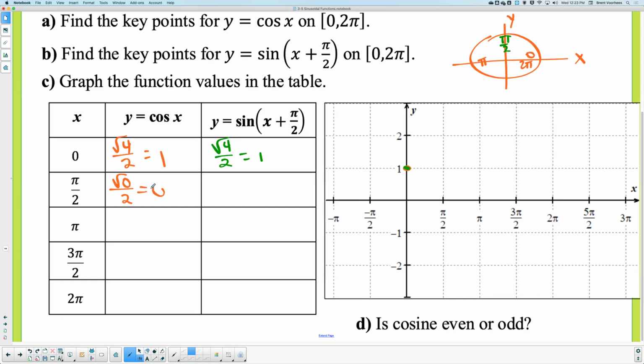Now this should make sense because on the unit circle, cosine x should be at its midline, the middle value, when we're at pi over 2. So that makes sense. So at pi over 2, go to pi over 2 and put a point at 0. Now let's find the sine. When I plug in pi over 2, it becomes sine of pi over 2 plus pi over 2. Pi over 2 is the same thing as half a pi. It is sine of half a pi plus half a pi. It becomes 1 whole pi.